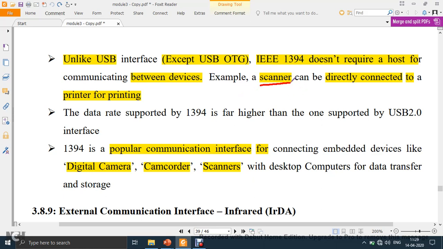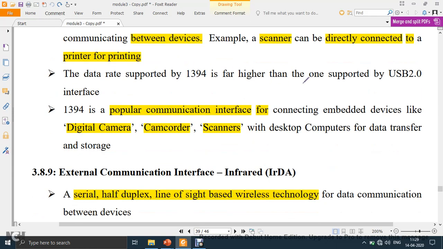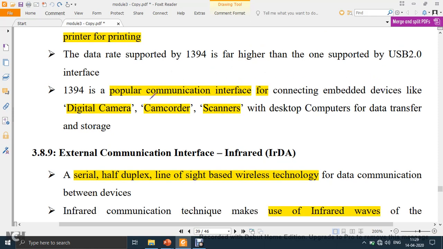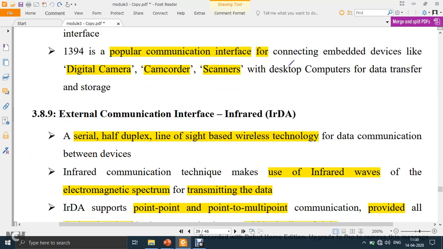The example given is that a scanner can be directly connected to a printer. In early days, there were separate scanner and printer devices, though now there are multifunction printers where the scanner comes with the printer. So they can be directly connected without needing a PC as host. This is a popular communication interface for connecting embedded devices like digital cameras, camcorders, and scanners with desktop computers. So this is about IEEE 1394.